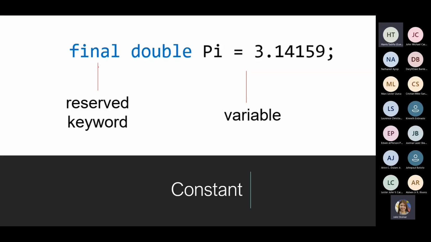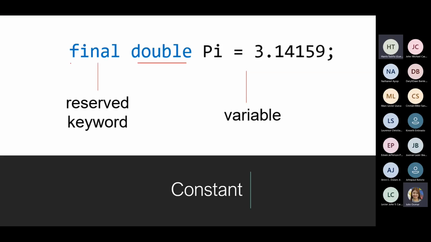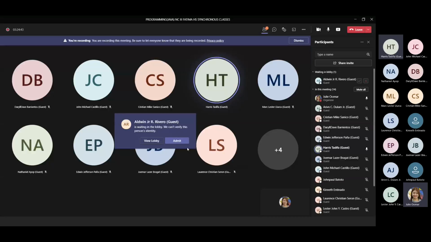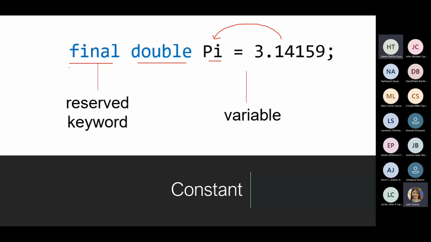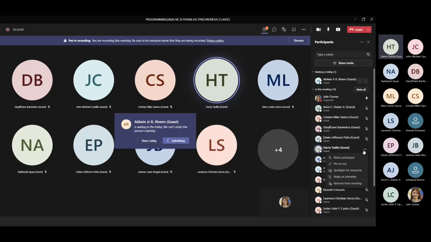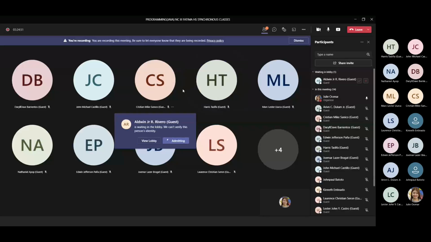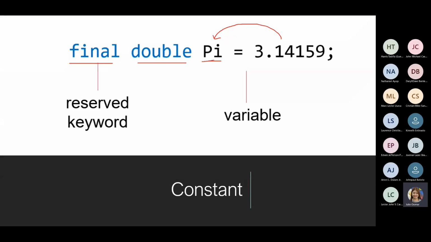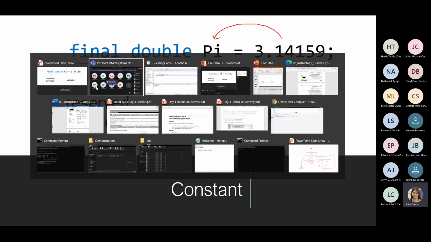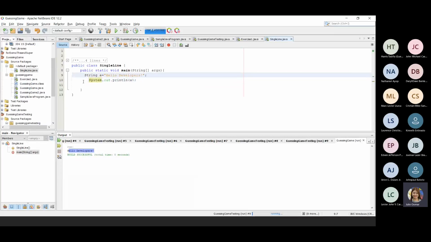This one is our data type, but this one is our reserved keyword, which says na etong variable na to, it will never be changed. It can never be changed. Okay? So, final. So, final na talaga siya. So, throughout the execution of the program, hindi mo talaga siya ma-change. Okay?